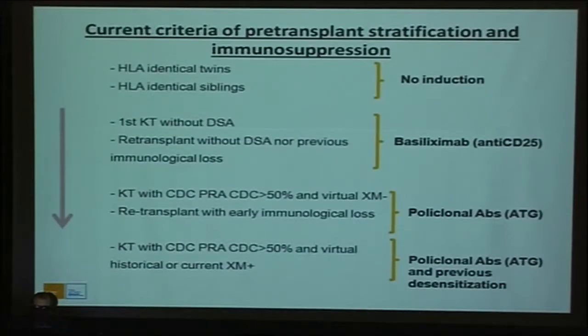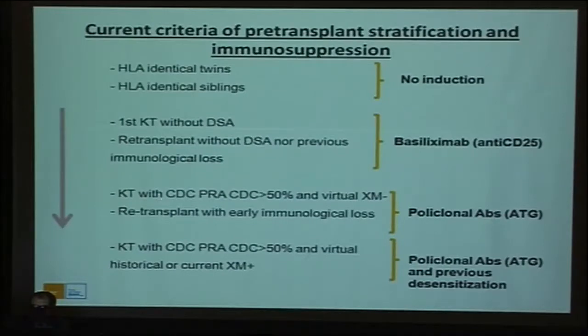What is the current criteria in our unit? The same for the siblings, which is a very low risk population, so we do conventional immunosuppression without reduction. First kidney transplantation, receiving a first kidney without DSA, even with a retransplant, we do basiliximab. And for us, these are the low immunological risk patients.